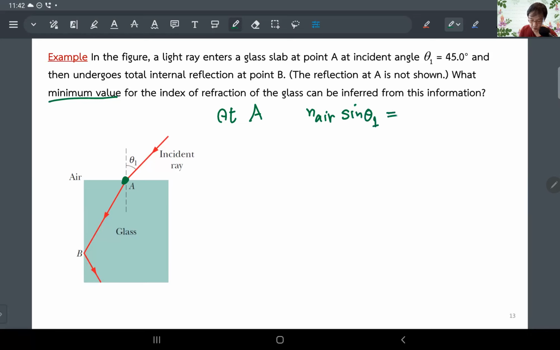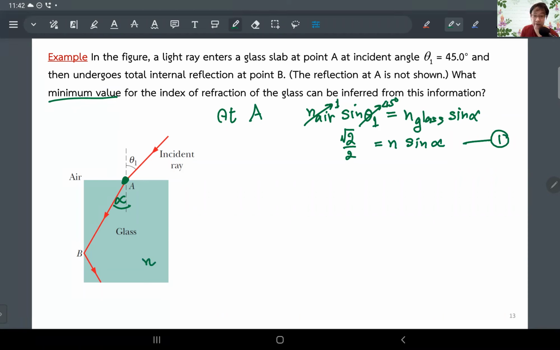Equal to, now you enter the glass, so it's going to be in glass. Let me call this angle alpha, so that is your sine alpha. Now n in air is 1, that's fine. Theta 1 is 45 degrees, that is also fine. But now we have two unknowns. We don't know the n of the glass and we don't know the sine of alpha just yet. So let me park this one here: root 2 over 2 equals n sine alpha. Let me name this equation number 1, and assume that the glass has the index of refraction n for now.